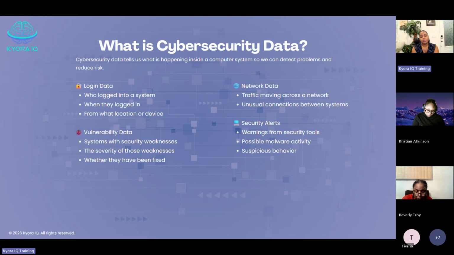Our security data could also be networking data, so traffic moving across a network, unusual connections, and connections between systems, and then security alerts: warnings from security tools, possible malware activity, and suspicious behavior. And I can't see you, so if you have a question, you will just have to come off mute and tell me you have a question.